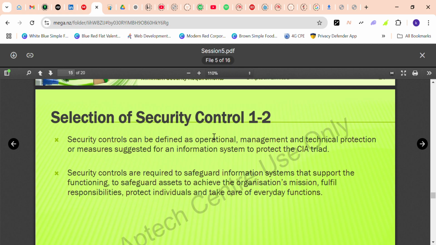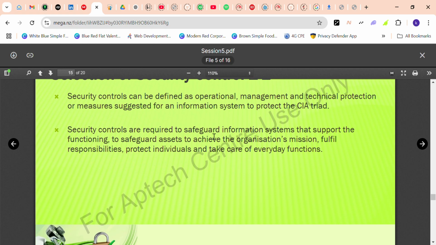Is the information in your control? No, it's not in your control. It is out of your control because you are no longer in possession. You cannot modify it. You cannot edit it. You cannot have access to it. You have lost the control, the security control. That's what you are talking about here. Now that's it. I'm trying to divide the security control for you, right? Now we go to selection.